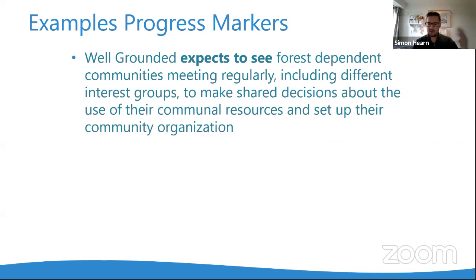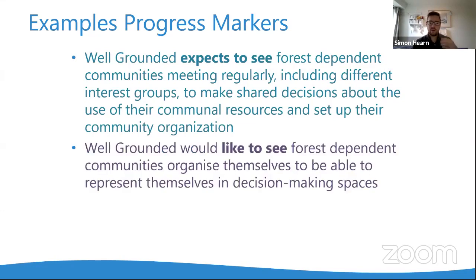I won't describe everything, but that's the essence, is that they're meeting regularly. The second level is that Well-grounded would like to see forest-dependent communities organizing themselves. So you can see there, we're getting a little bit more proactive. Right? It's about this boundary partner is now doing something differently, working differently, behaving differently.